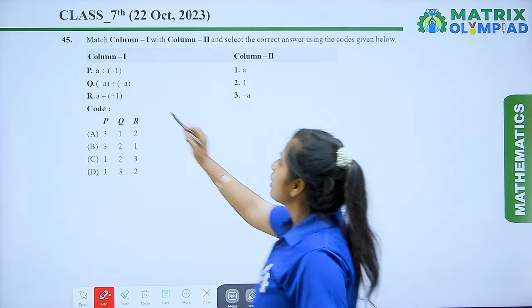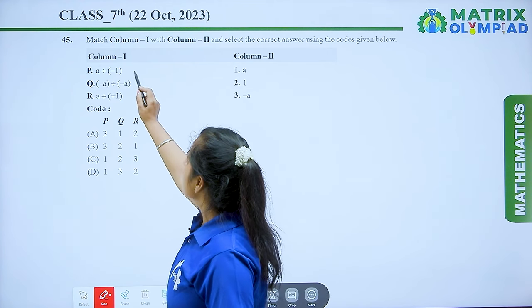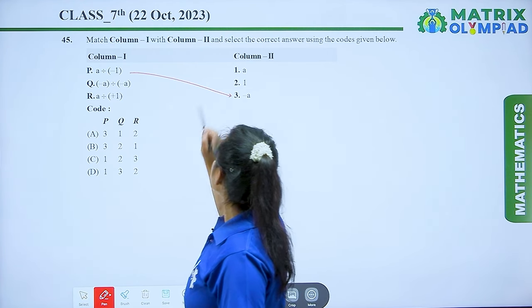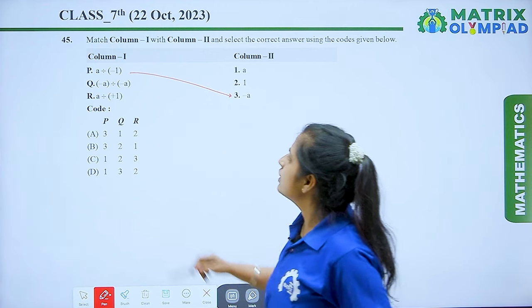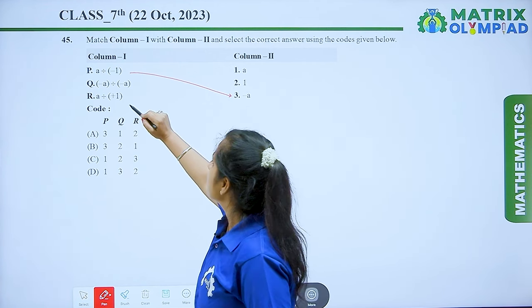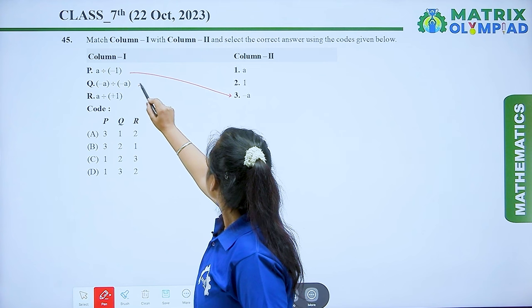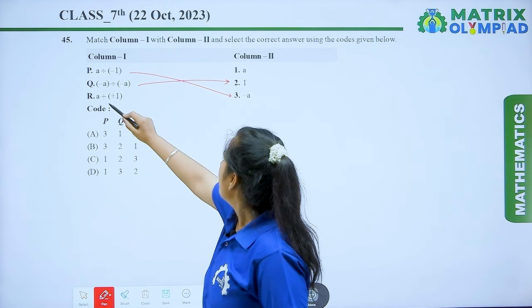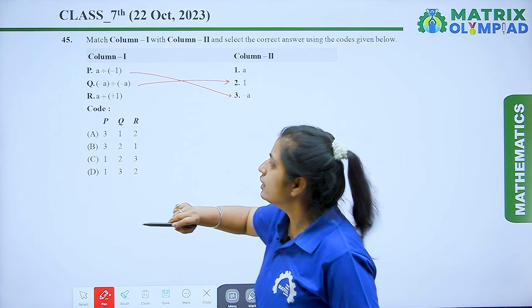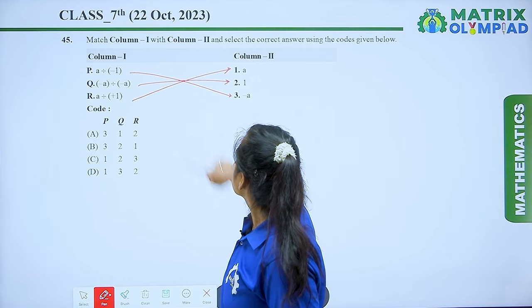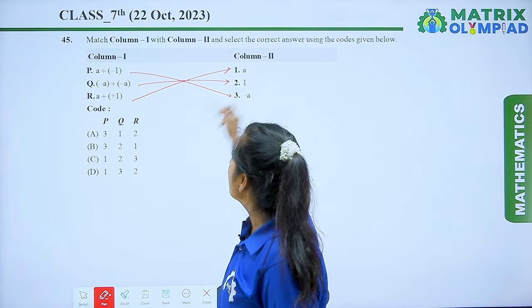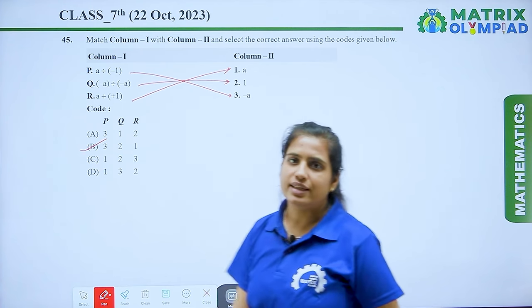So here, A divided by minus 1 gives minus A. So, minus A is the answer. Minus A divided by minus A is 1. Now, A divided by 1 is A. So, here the sequence is 3, 2, 1. Option B is the correct answer.